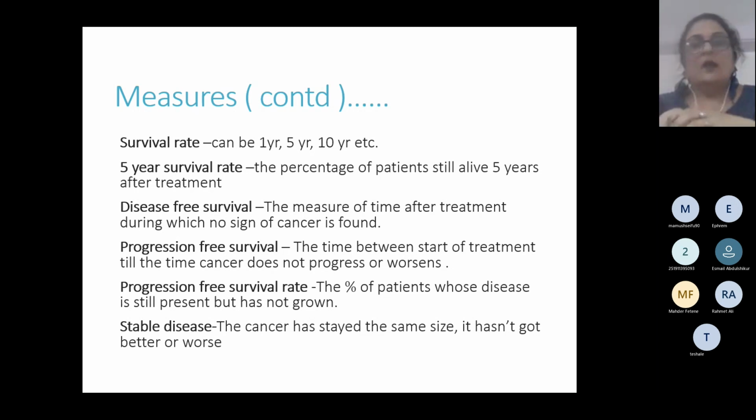Now, progression-free survival rate is the percentage of patients whose disease is still present but has not grown. Progression-free means the disease is there but it is not growing further. That is progression-free, right? So progression-free survival rate means the percentage of patients whose disease is still present but has not grown. Now, what is stable disease?